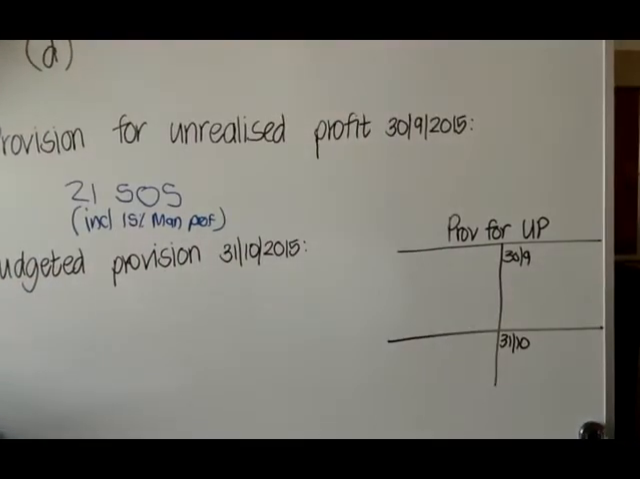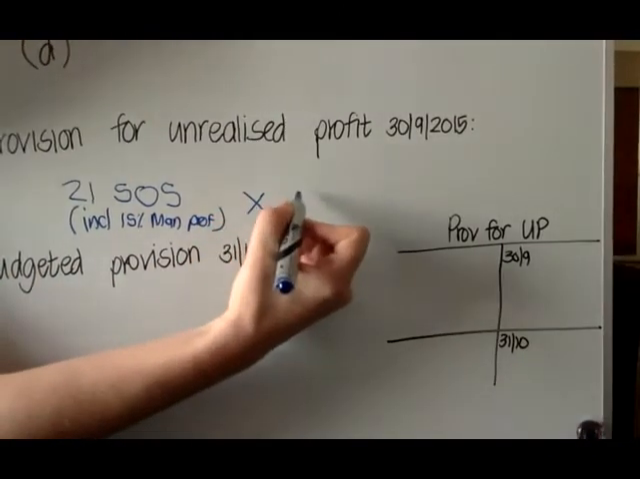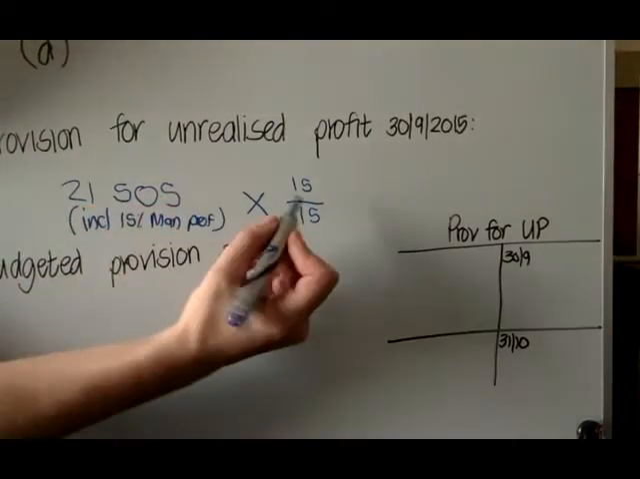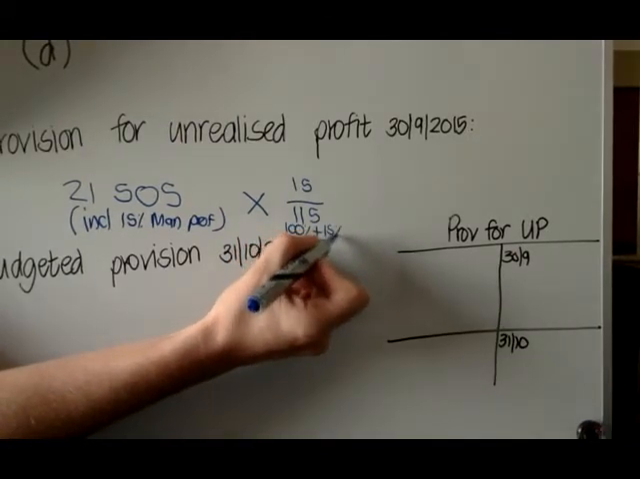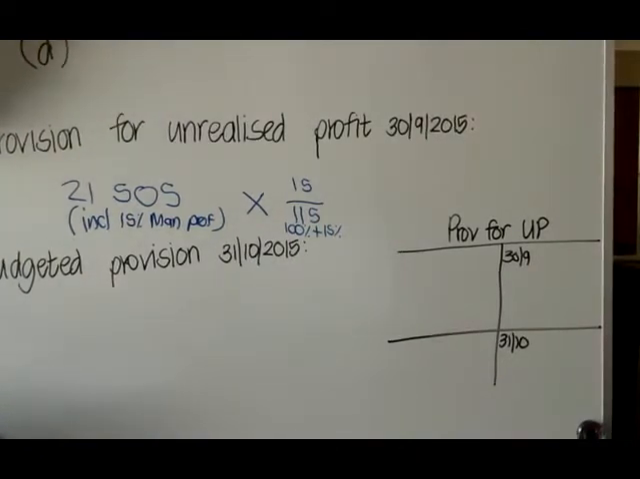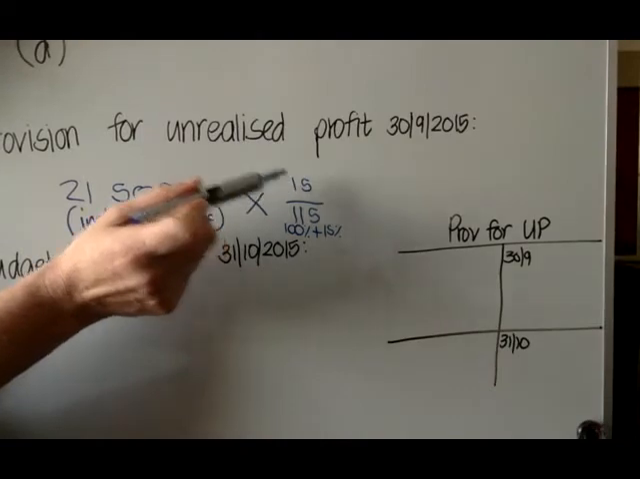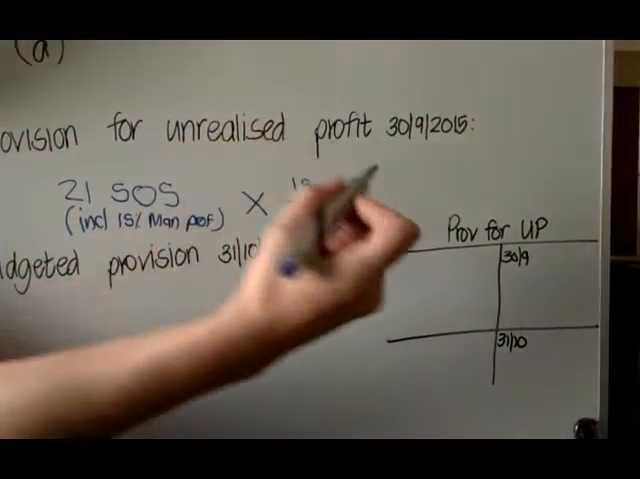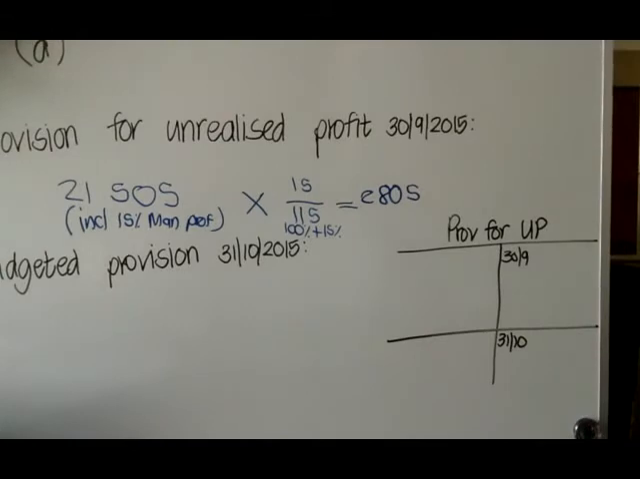To get from there to the amount of the manufacturing profit, which is what I would have had as a provision, I would need to times it by 15 over 115. Let me explain that to you. Firstly, I've said divide by 115, in other words, 100% plus the 15% markup that was added on, to get to the actual cost of the stock without the markup. Then times it by the 15% markup that would have been added on. If I use that calculation, I will end up with an answer of 2805, which is the amount of the profit that is held in that account.